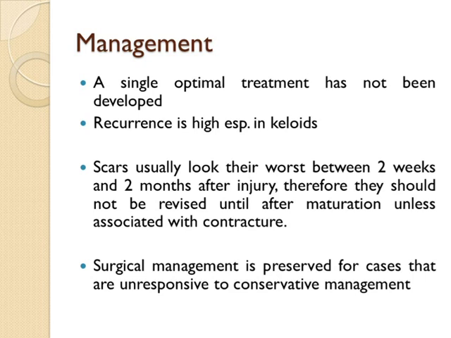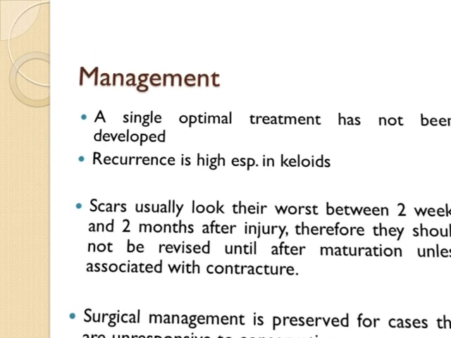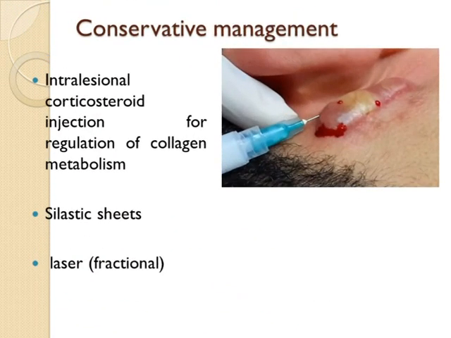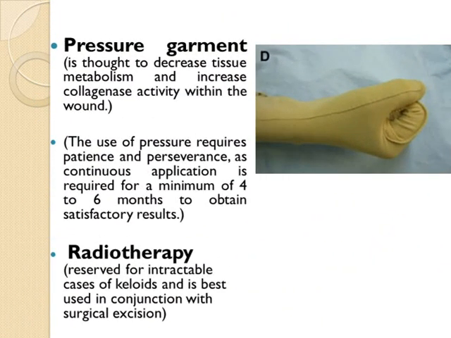Scars usually look the worst between 2 weeks and 2 months. Therefore, they should be observed until maturation unless associated with contracture. Surgical management is reserved for cases that are not responsive to other conservative managements. The conservative managements include, as you see, intralesional corticosteroid injection for regulation of the collagen metabolism. They may use laser, the fractional laser, and silicone or silastic sheets.